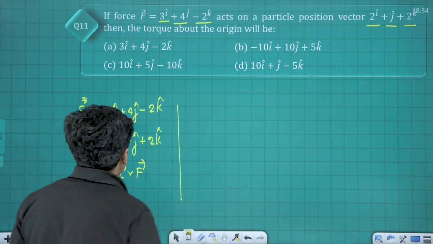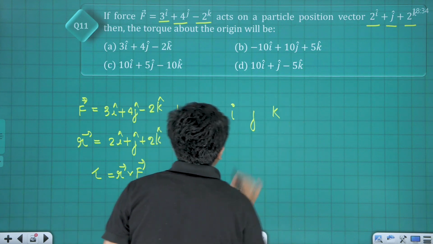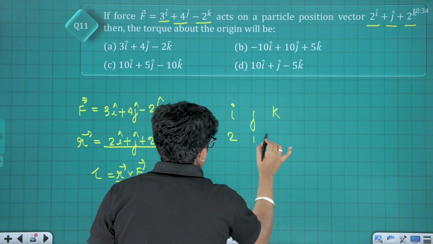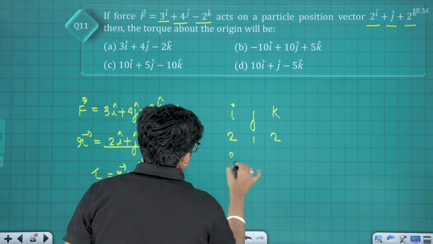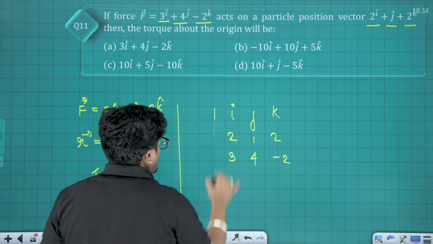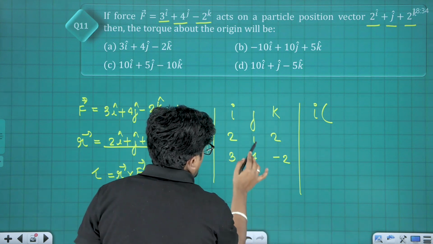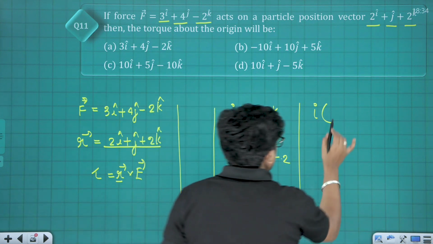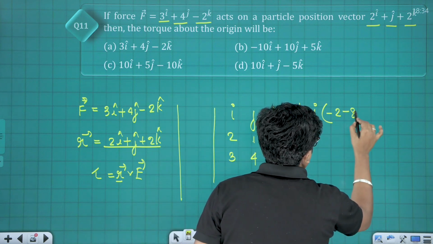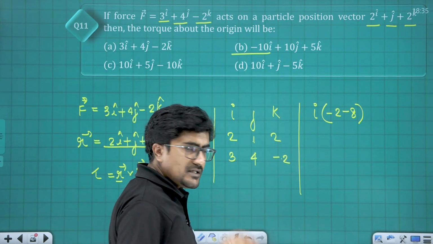Alright, we know that torque tau is R cross F. So here let me take the cross product. So i, j, k, and it is R cross F. So we need to mark 2, 1, 2 first, and after that 3, 4, minus 2. So we are going for the cross product. So first of all, i into this one multiplied by this one, that is minus 2 minus, here 4 2s are 8. So it's minus of 10i. Minus of 10i is only here.